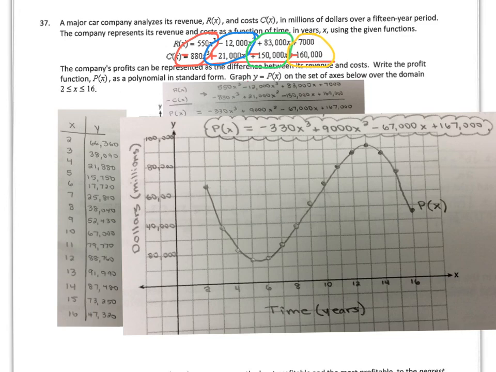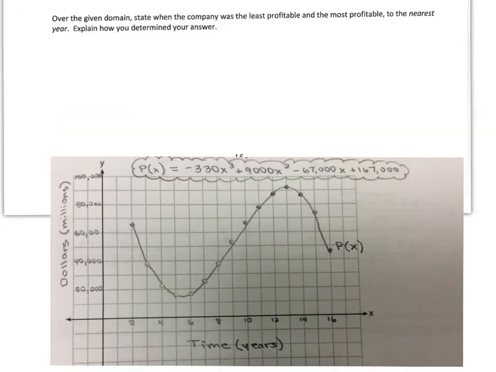Okay, now let's get to the question on the bottom of the page. It says over the given domain, so from 2 to 16, state when the company was least profitable and the most profitable to the nearest year. Explain how you determine your answer. Well, we could see it was least profitable right here, at the 5th year, and it was most profitable right here at the 13th year.